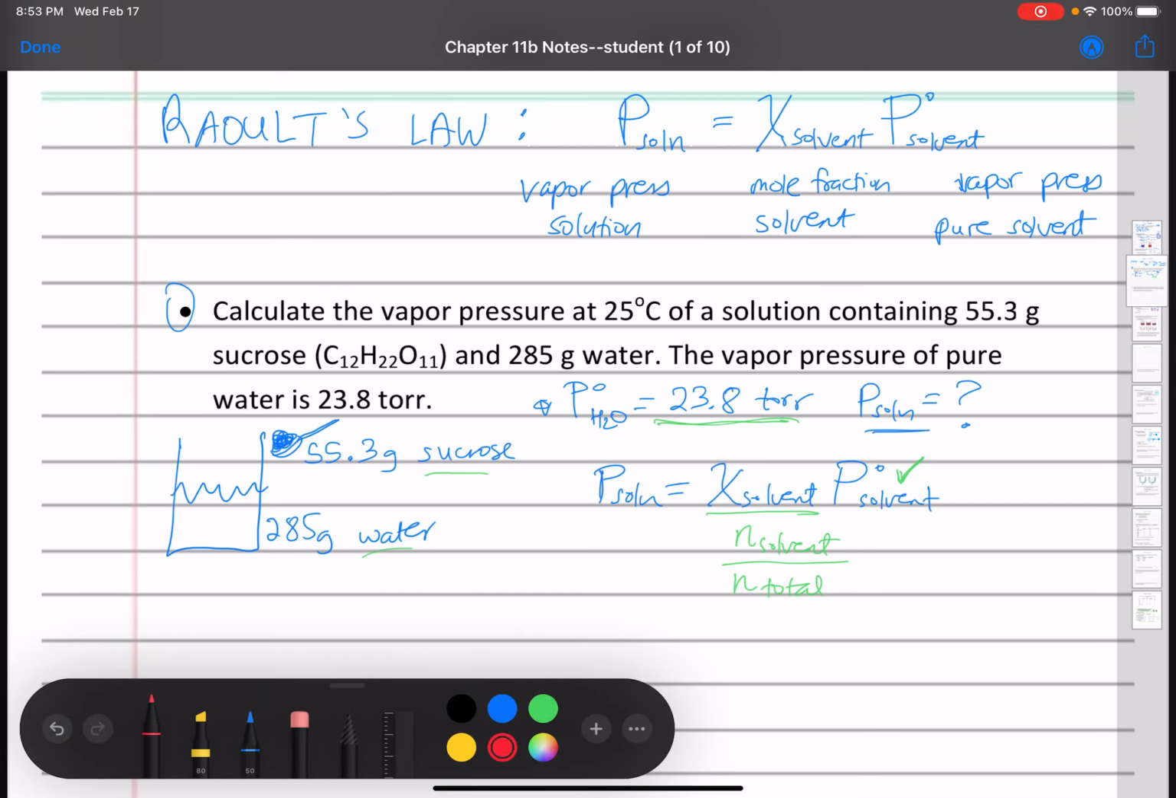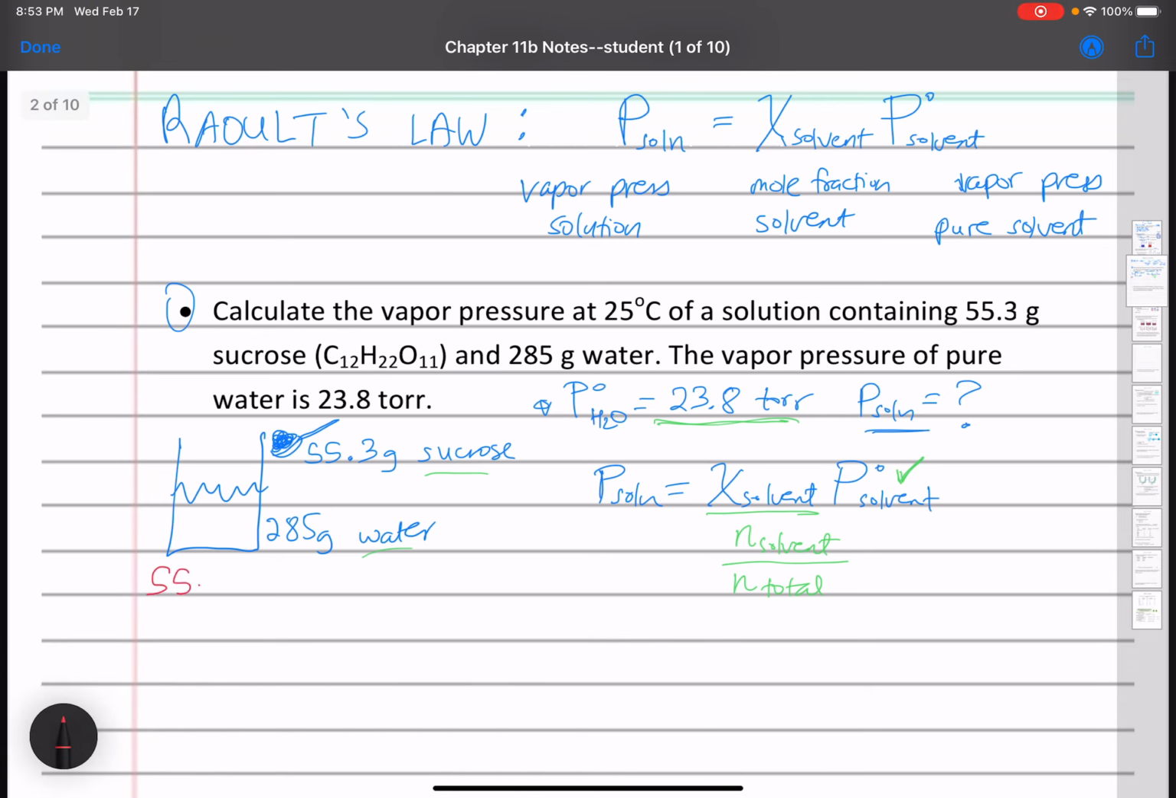We'll go to red. All right, so next thing I want to do is 55.3 grams of sucrose. I'm going to divide by the molar mass of sucrose, which I can calculate from the formula, or if I'm feeling lazy, I can look it up. It is 342 grams per mole, equals 0.162 moles of sucrose. That's our solute, and now our solvent of water, 285 grams divided by 18.02 grams, the molar mass of water, is a total of 15.8 moles of water.